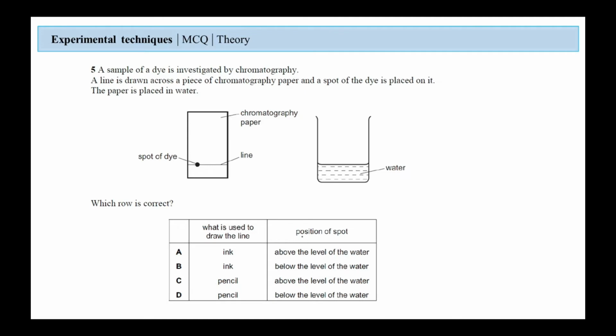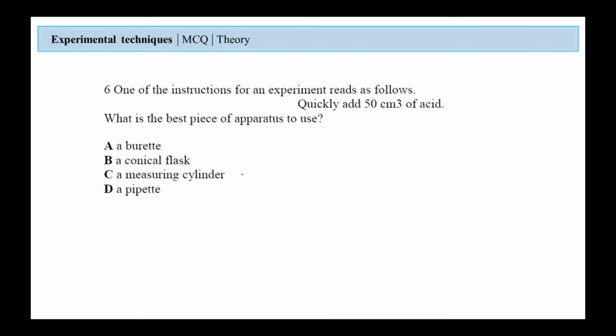Now, let's see the position of the spot. The position of the spot should be above the level of water or below the level of water. We said that once we place the chromatography paper here and draw the baseline, the baseline should be above the water. Then water will go up through the chromatography paper by capillary effect. So here, the right answer is we will be using a pencil. Then the position of the spot should be above the level of water, which means that the right answer here is C.